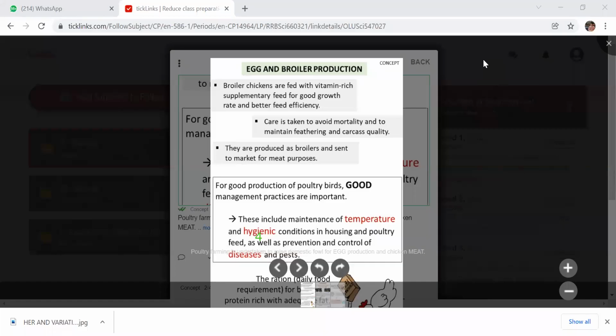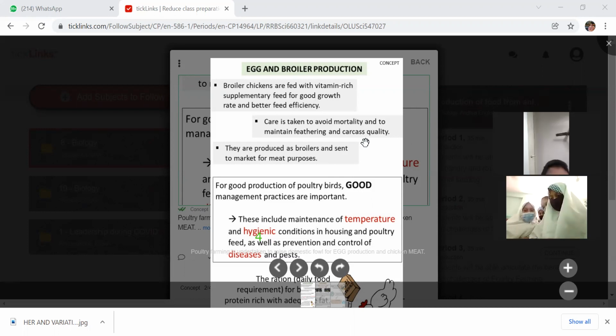Broiler production. Broiler chickens are fed with vitamin-rich supplementary feed for good growth rate and better feed efficiency. Care is taken to avoid mortality and maintain feathering and carcass quality.